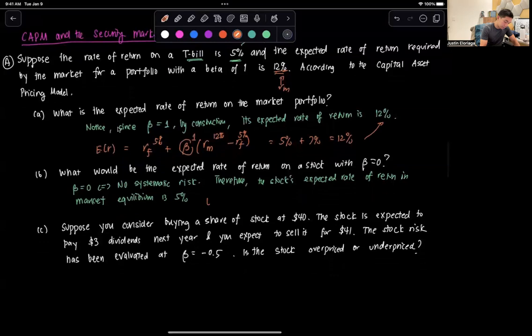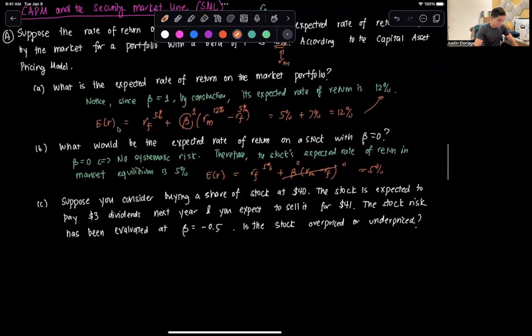And for this one, you have that ER is equal to RF, which is 5%, plus beta times RM minus RF. But this beta here is 0, so this entire thing cancels out. That's why you're left with 5%. If that wasn't clear, that's how you compute it.